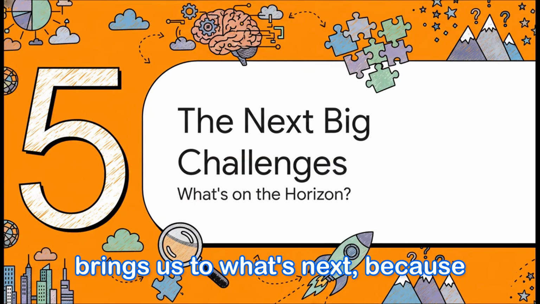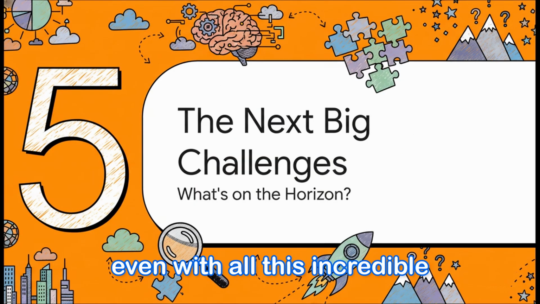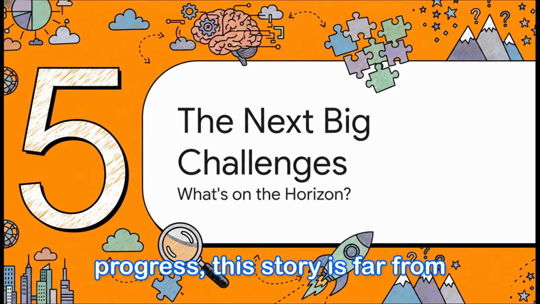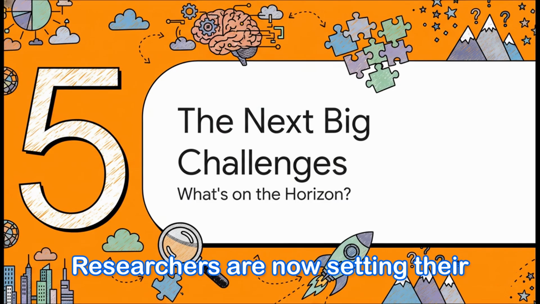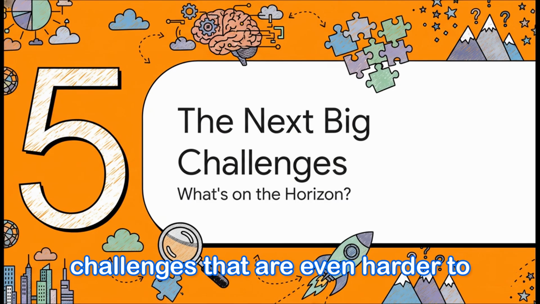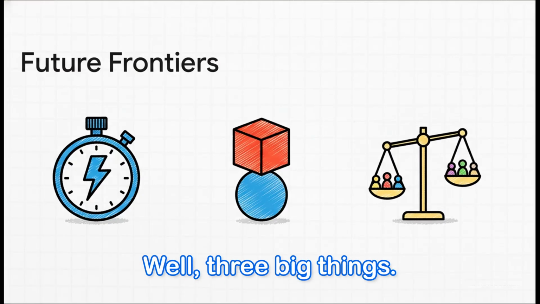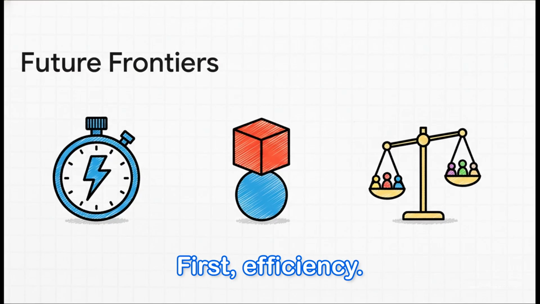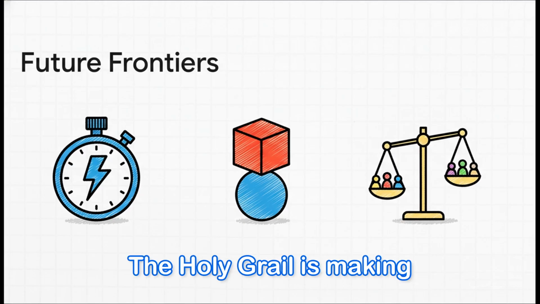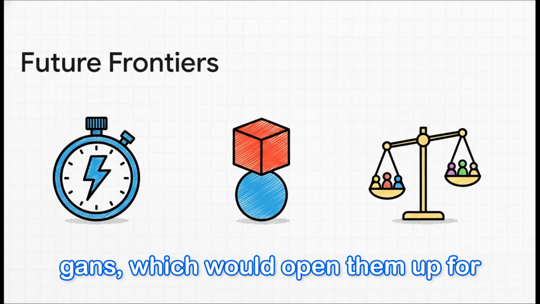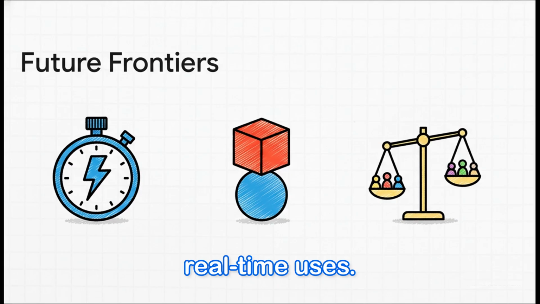And that brings us to what's next. Because even with all this incredible progress, this story is far from over. Researchers are now setting their sights on a whole new set of challenges that are even harder to solve. So what's on the horizon? Well, 3 big things. First, efficiency. The holy grail is making diffusion models just as fast as GANs, which would open them up for real-time uses.